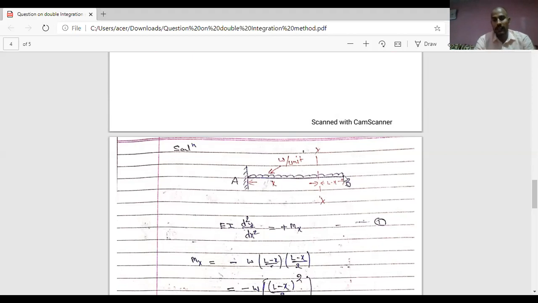So take Mx at any section XX and find the constants C1, C2. Put the constant values in the slope equation and deflection equation, and find the values of slope and deflection. Putting x equal to L, we easily find slope and deflection, right?